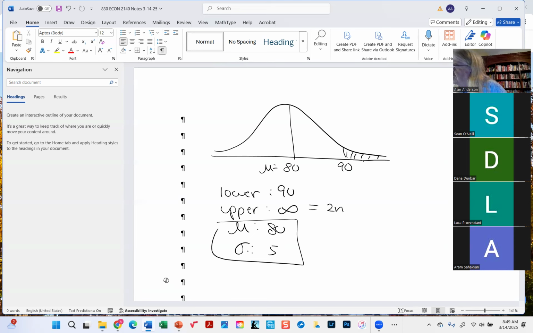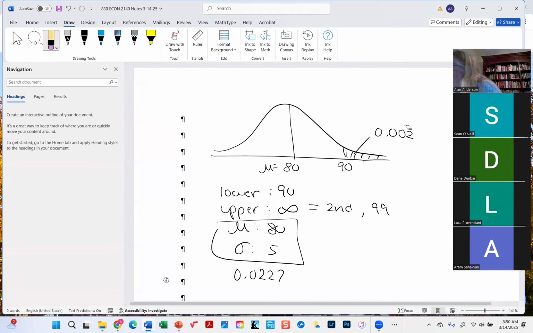Remember, this is equal to second comma 99. Let's try this. Oh my God, does that look familiar? It does, because of course, of our friend symmetry.